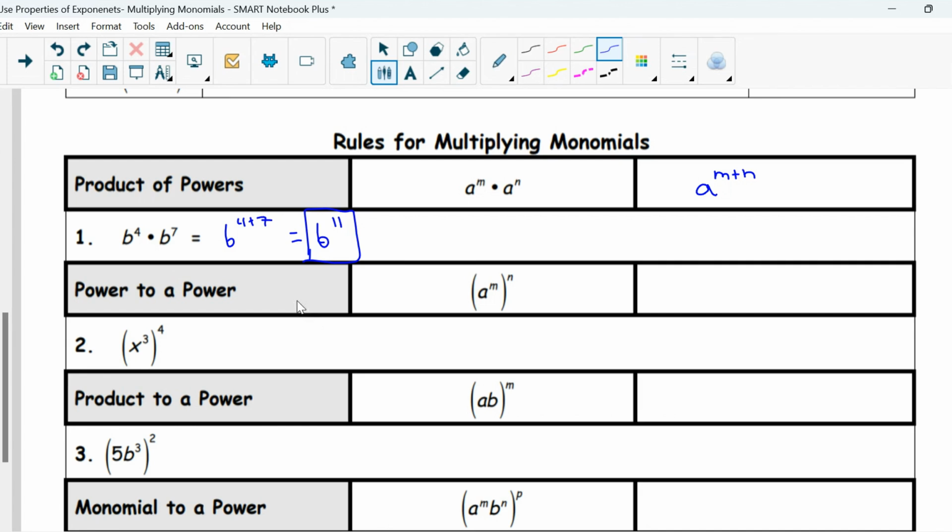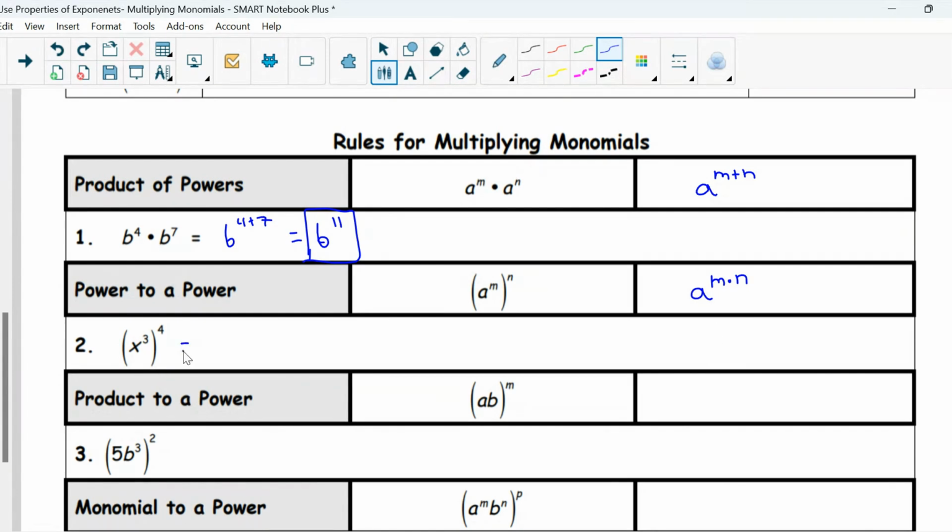Okay, power to a power. When we are taking an exponent m and raising it to another power n, it's the same as multiplying our exponents. So this is the same as saying a to the m times n power.